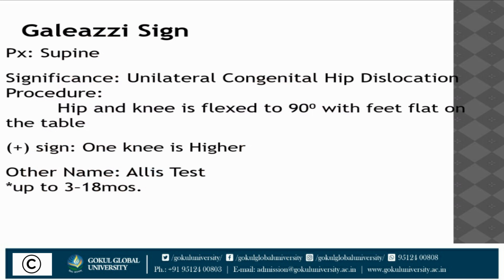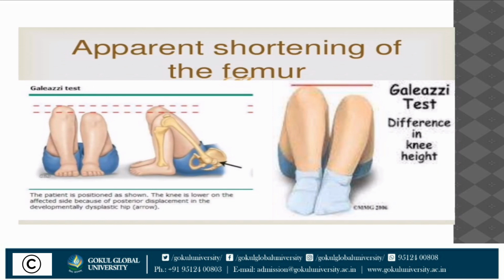Next is Galeazzi sign. Patient position is supine lying. Significance is unilateral congenital hip dislocation. In this, we have to ask the patient, or passively we have to flex the hip and knee to 90 degree with feet flat on the table. And we have to observe the height of the knee. If one knee is higher, as we can see in the figure, one knee is higher than the other, that means the test is positive.